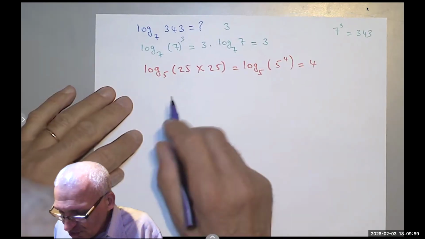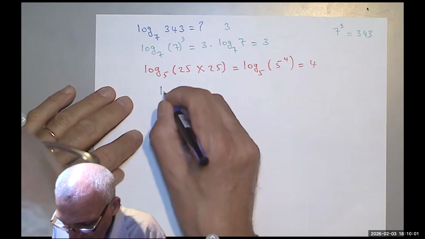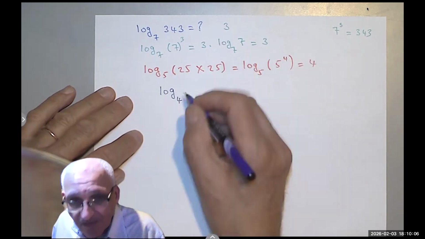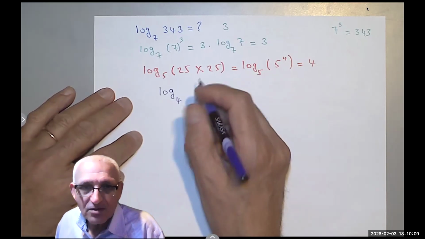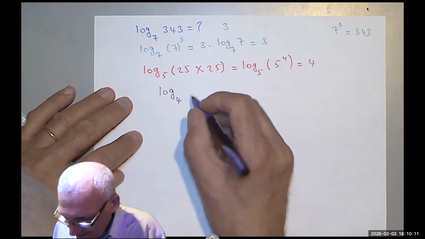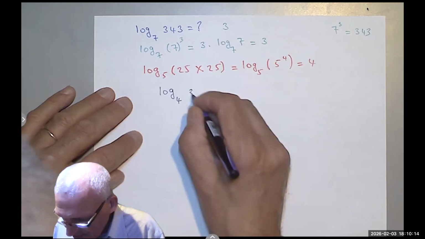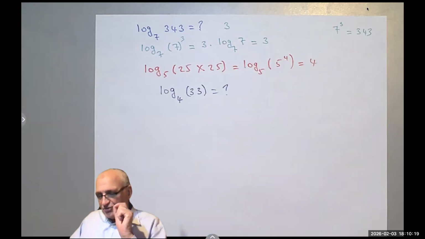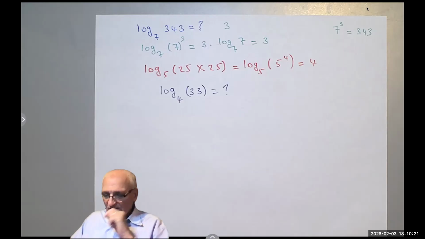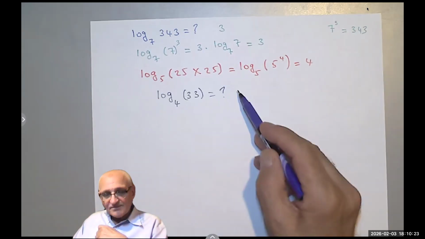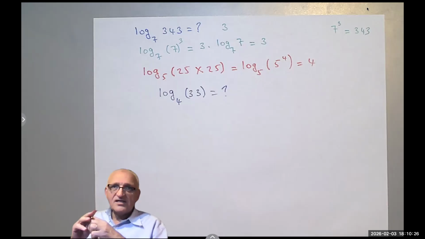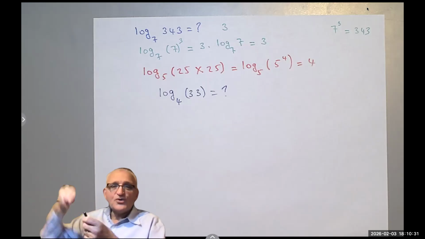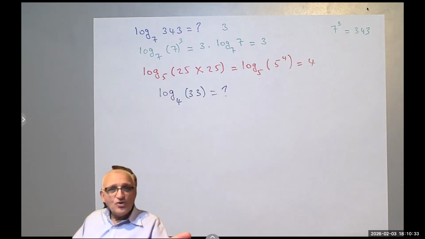What if I want you to find log to any base, let's make it base 4, of something that is not a power of 4? Like, whatever, 33. Meaning, I'm telling you, there is some number that if you raise 4 to that power, you get 33. I know that 4 squared is 16, 4 cubed is 64. So it's something between 2 and 3. But how do I find it?